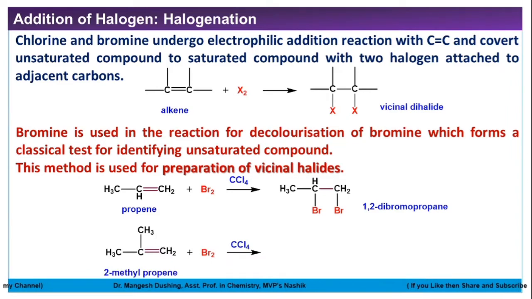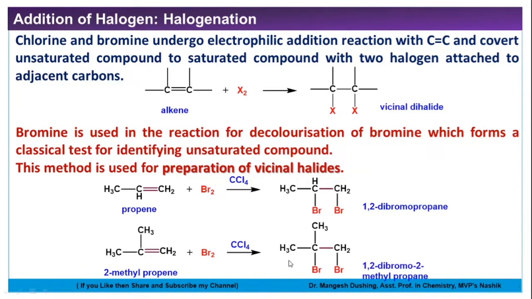Second example, that is 2-methylpropene. Again, Br2 is the reagent and CCl4 is the solvent. In some cases an acid can also be used, like acetic acid. So what will happen? The double bond is converted to a single bond, and each double bonded carbon will get one bromine. So 1,2-dibromo-2-methylpropane is the product.